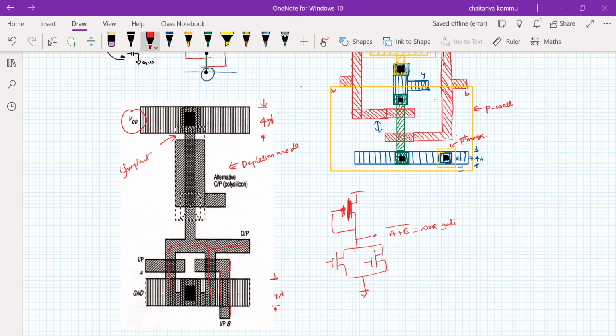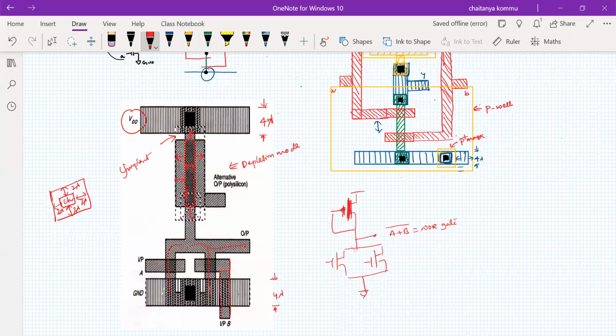What can we call the design rule for the implant? From all the directions of the channel, this is the channel, right? This is the length of the channel, and this is the width of the channel. In all the directions of the channel, towards this side, this side, this side, and this side, we have to maintain a minimum of 2 lambda. So the implant extends from the channel. In all the directions, we have to maintain a minimum of 2 lambda. That is the implant related design rule.